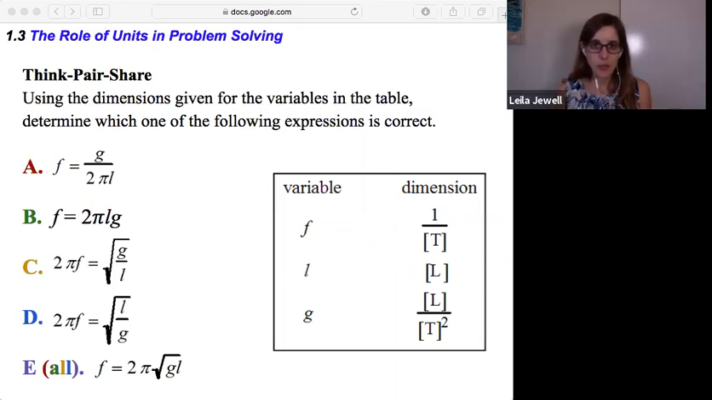So this is a think-pair-share, where you use the dimensions given for the variables in the table, not even knowing what the variables are, just knowing that they have this dimensionality. Determine which one of the following expressions is correct. So I want you to think about this. Do work on your paper, take as much time as you need, but come up with one answer.